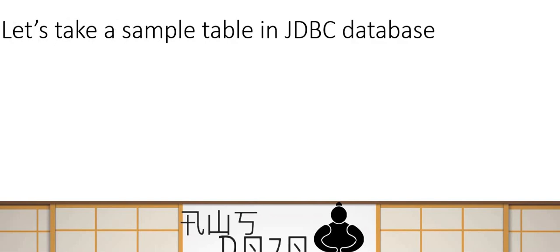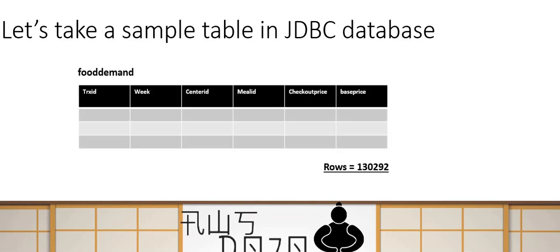For that, we will take a sample table in a JDBC database, and I am going to use the same table for my demo later as well. This sample table, I am calling food demand. Basically, it shows week by week what meal people have ordered and what their base price and checkout price were. It is a pretty straightforward and simple table.